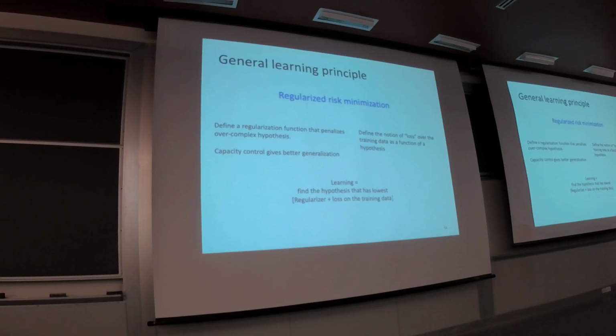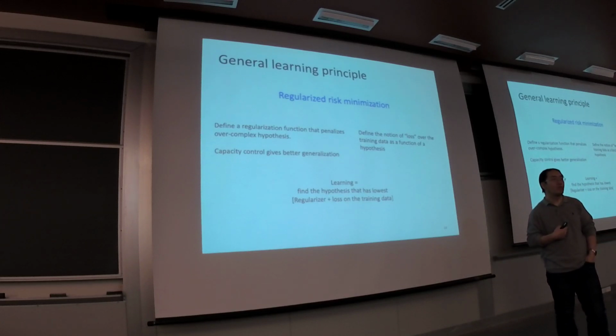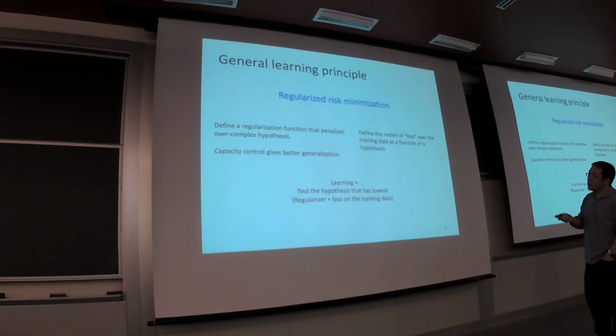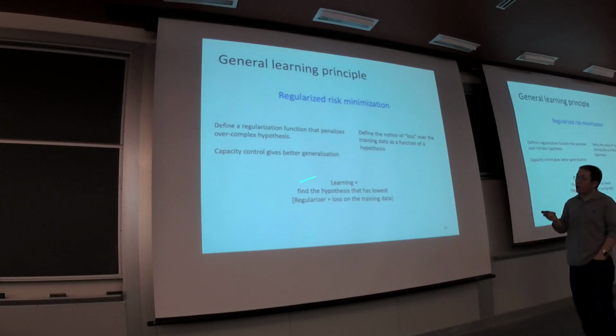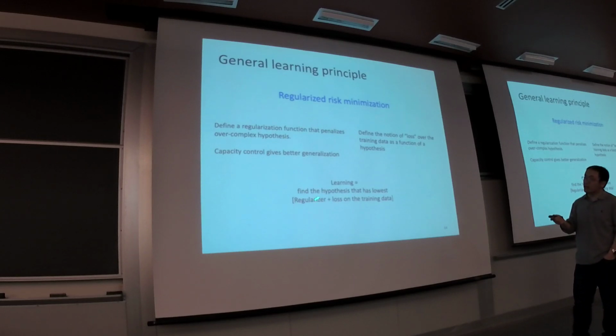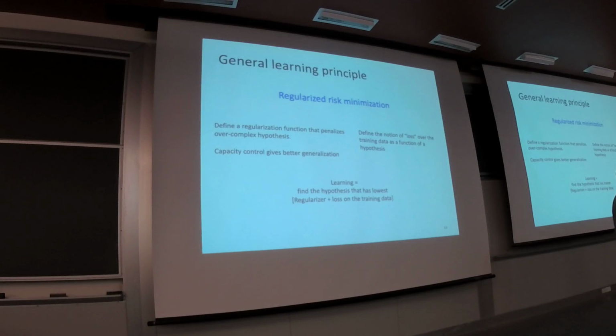So what does this word regularize mean? It means in addition to the training loss, we introduce a regularization function that penalizes overly complex models. So basically, we want to find a trade-off between the fitting of the training data and the complexity of the model. Then the learning is to find a hypothesis or classifier, whatever, that has the lowest value combining the regularizer and the loss from training data. So this is called regularized risk minimization.